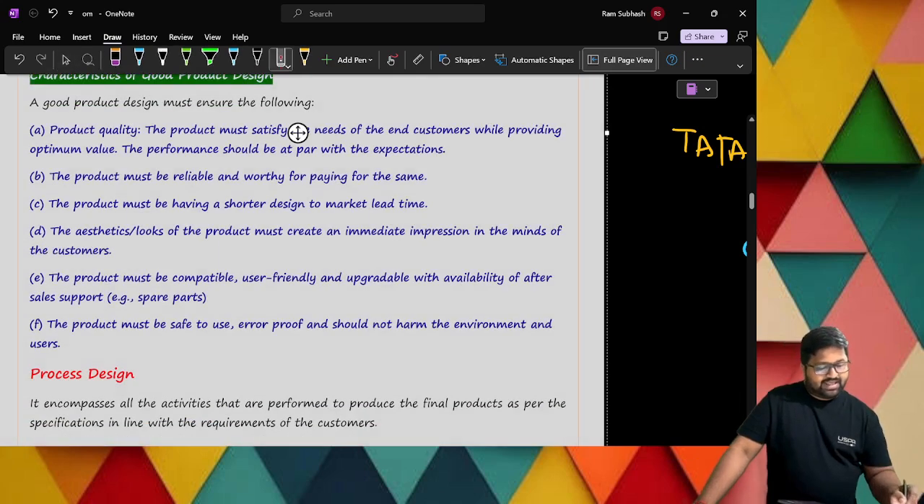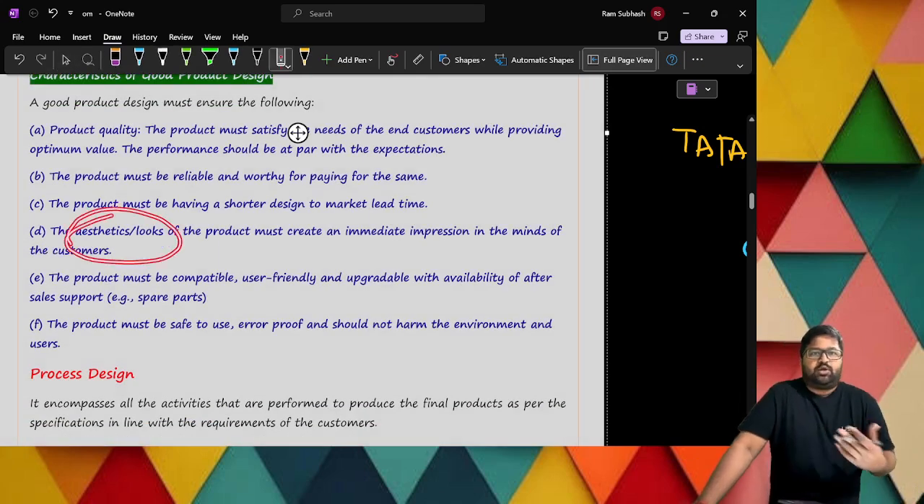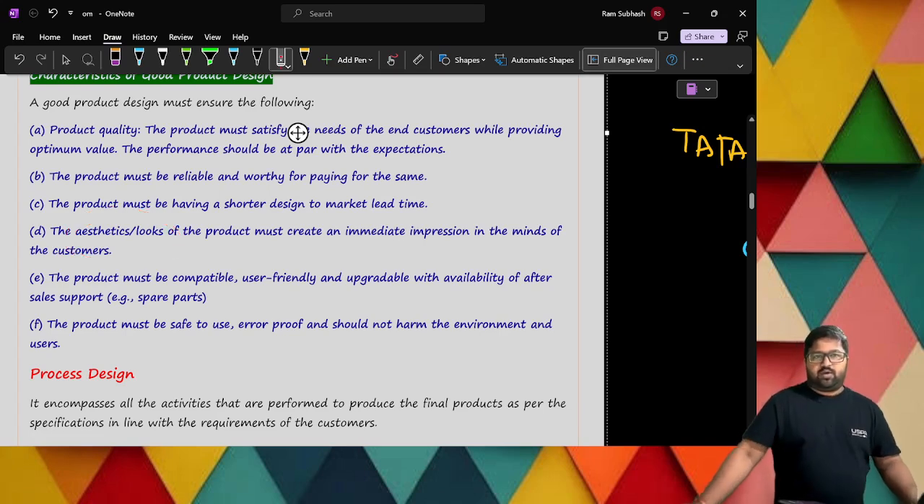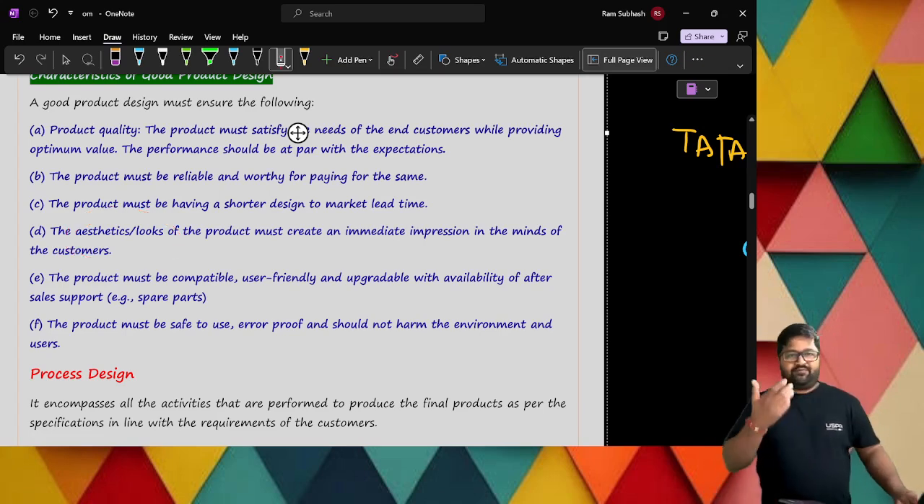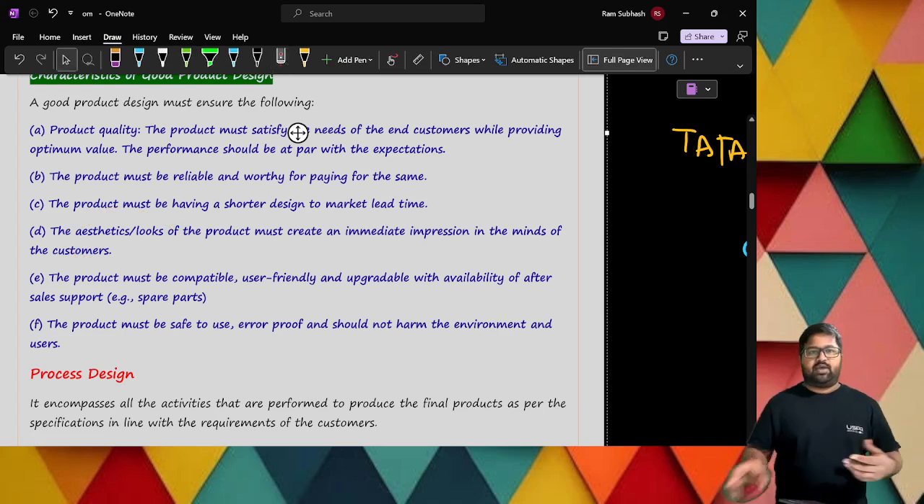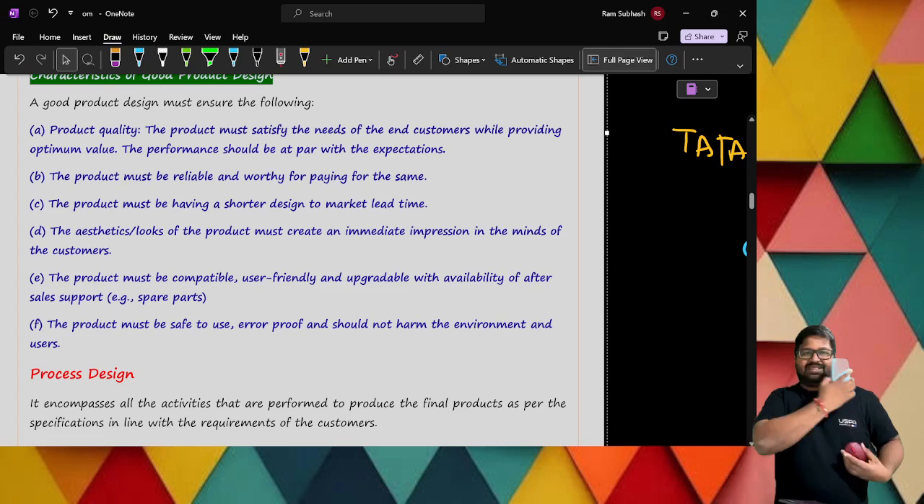Next, aesthetics, nothing but looks. How the product looks. For example, I have both an iPhone and a Vivo. Take an assumption that this is an iPhone and this is a Vivo mobile. How smart it looks, and how ugly it is. Can I keep this in my pocket? I can, but can I just keep this in my pocket?